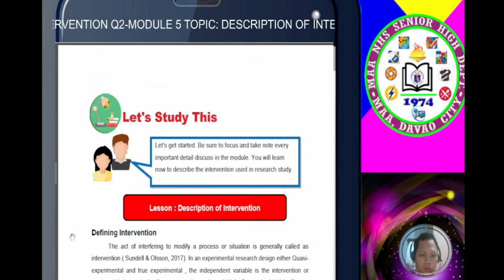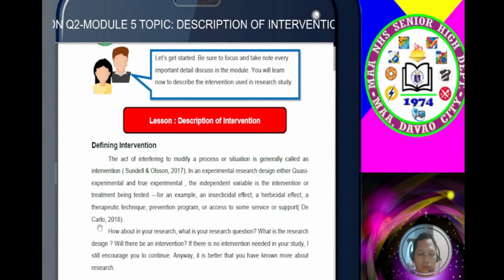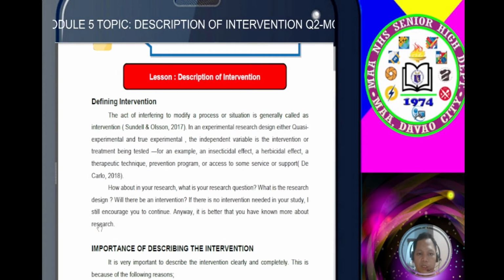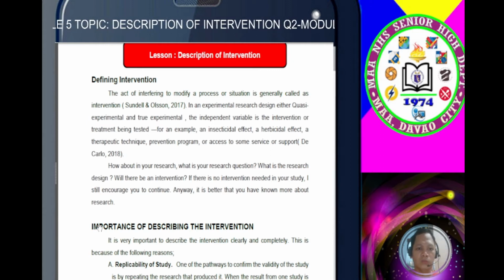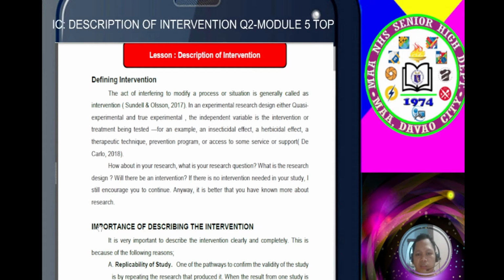Let's proceed to our lesson, description of intervention. Defining intervention: intervention is the act of interfering to modify a process or situation. In experimental research design, either quasi-experimental or true experimental, the independent variable is the intervention or treatment being tested. For example, an insecticidal effect, a herbicidal effect, a therapeutic technique, a prevention program, or access to some support.